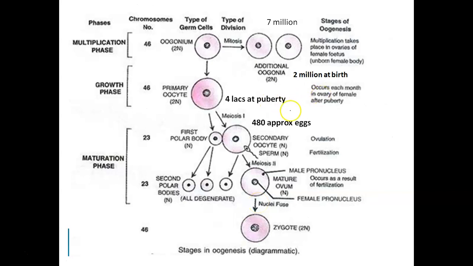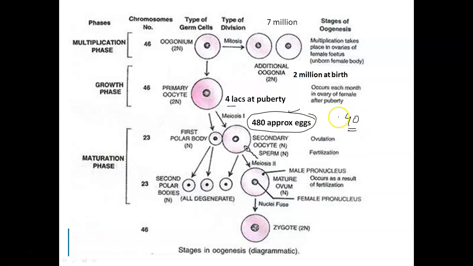Now I have written here that only approximately 480 eggs are formed. Why 480? Because we have seen that at the time of birth there were 2 to 4 million eggs, and at puberty only 4 lakh eggs are present. When puberty starts, at the age of 11, every month one of the ovaries will release one egg. The reproductive life of a female is only about 40 years.